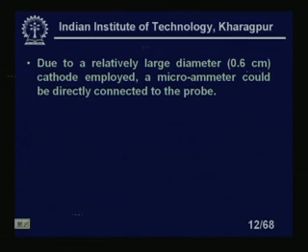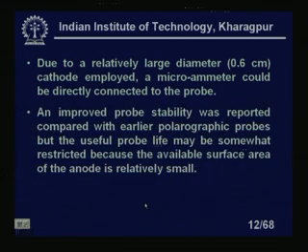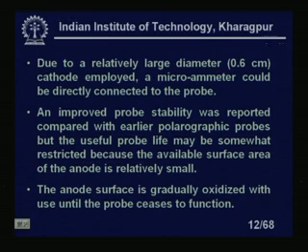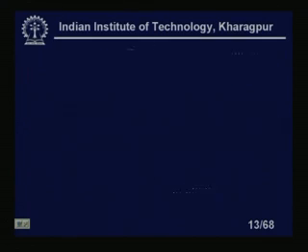Due to the relatively large 0.6 centimeter cathode employed, a microammeter could be directly connected to the probe. We do not need further amplification. Improved probe stability was reported compared with the earlier polarographic probes, but the useful probe life may be somewhat restricted because the available surface area of the anode is relatively small. So, this is another problem. The anode surface is gradually oxidized with use until the probe ceases to function.